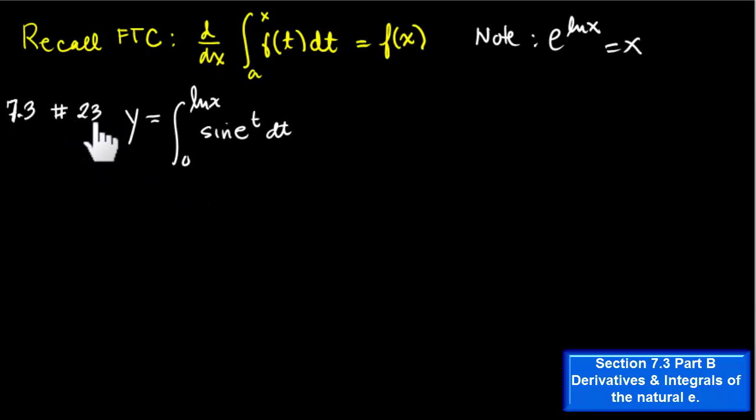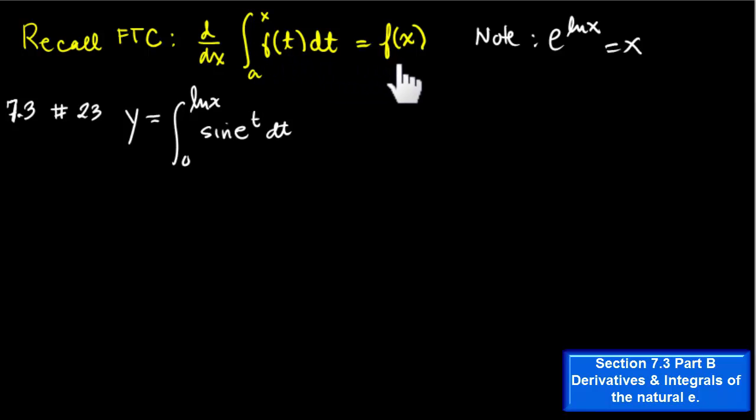So in order to do number 23, what we need to do is recall the fundamental theorem of calculus. Remember that if you have an antiderivative of the integral from a to x of f of t dt, and you want to differentiate this whole thing with respect to x, all you do is take the integrand and replace the t by the upper limit of integration, so it becomes f of x. Okay, so really it's just undoing what you're integrating, you get back the original function.